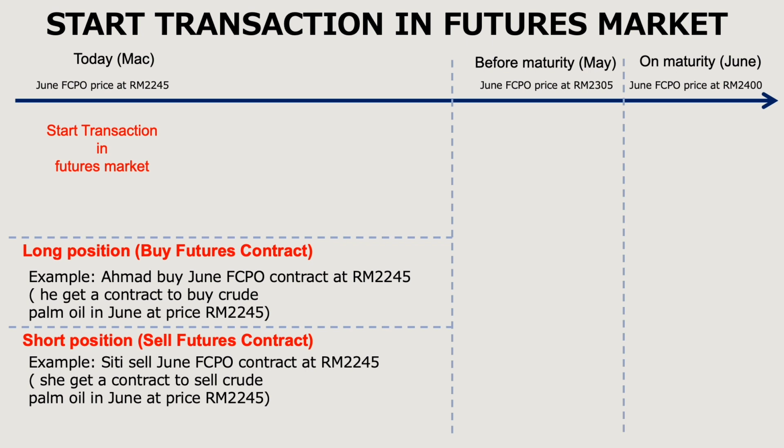Or you can start your transaction by taking a short position. A short position means you sell a futures contract. For example, CT sells a June FCPO contract at price RM2245.